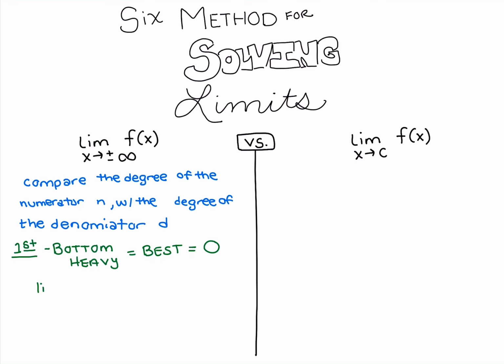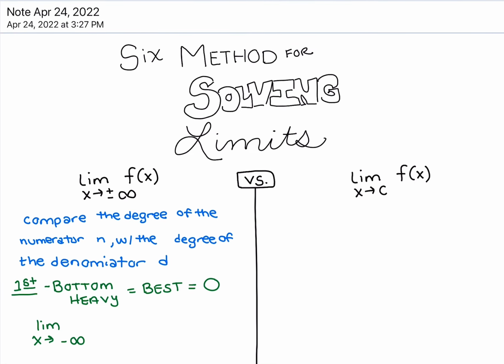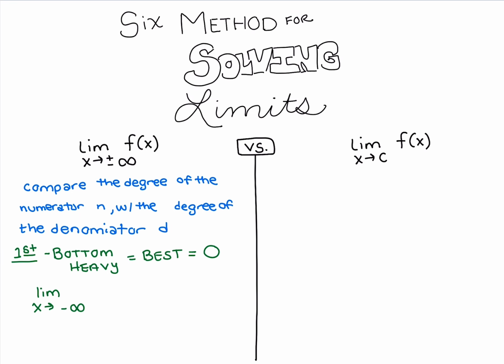So if we look at an example of this, you'd have the limit as x goes to either positive or negative infinity. It doesn't matter. As long as the degree of the denominator is higher, so we could have x squared minus 5 over 3x to the 4th plus 1. Comparing these degrees, the degree of the numerator is 2. That's the highest power of x up there. The degree of the denominator is 4, so this is bottom heavy. The answer is just going to be 0.